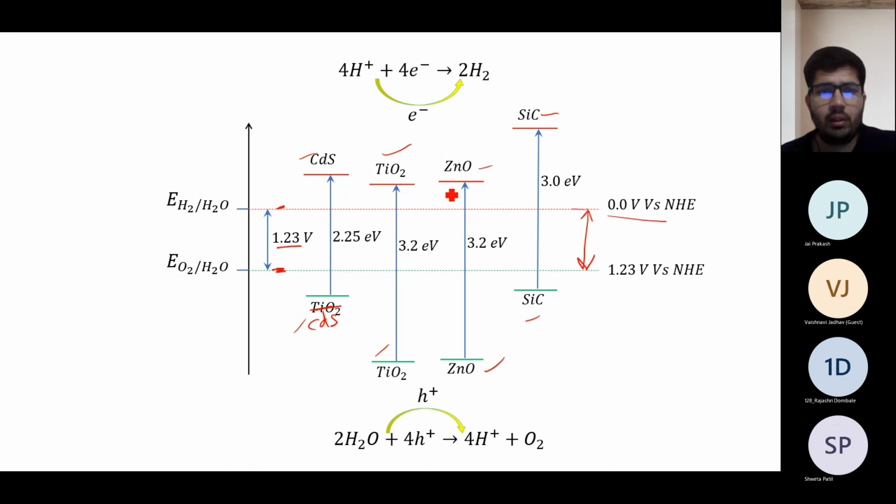Okay, so these values are also important, like 2.25 electron volt, 3.2, 3.2, 3.0. These band gap values are also important, because if you are selecting a particular material, then for generating the holes and electrons, a minimum energy is required. Okay, so if you are selecting titanium oxide, then you should have photons with 3.2 electron volt energy. Otherwise, there will be no holes and electrons. Similarly for this, you need 2.25 electron volt. So we need to select the material as per the solar radiation also. We will look into how we can optimize this in our further slides.